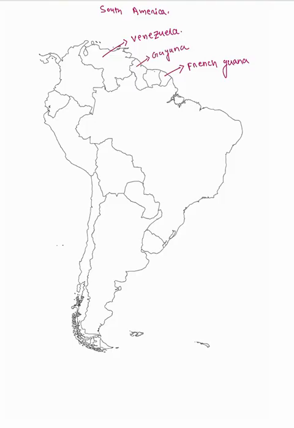This is Suriname. And from here, this is Colombia. This is somewhat P-shaped, looking P-shaped. And this is Peru. This is Ecuador. This is Chile. This is Argentina.